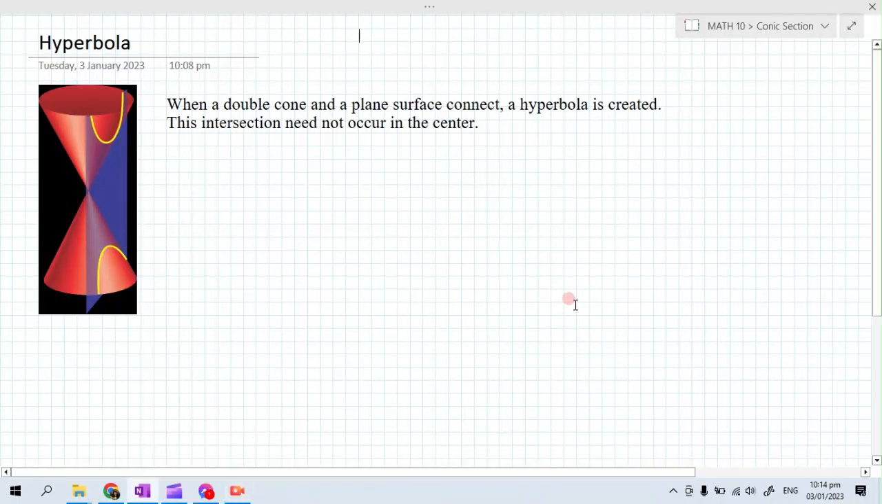In this video, we will be talking about conic sections, specifically hyperbola and parabola. In the last video, we talked about circles and ellipses. To start with, this is a hyperbola, as you can see in the illustration. A hyperbola is formed when a double cone and a plane surface connect. The intersection doesn't necessarily need to occur in the center.